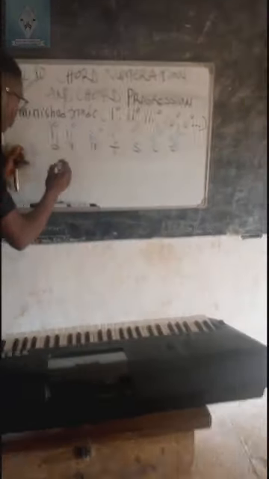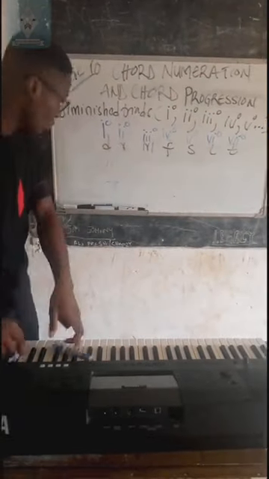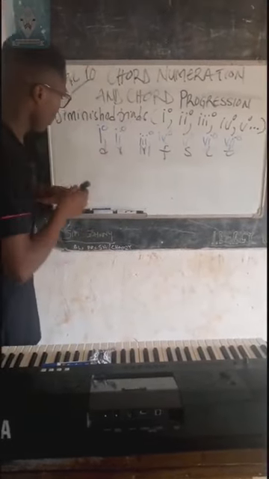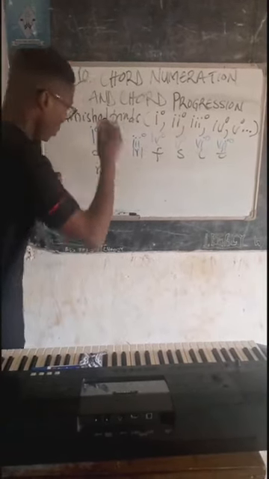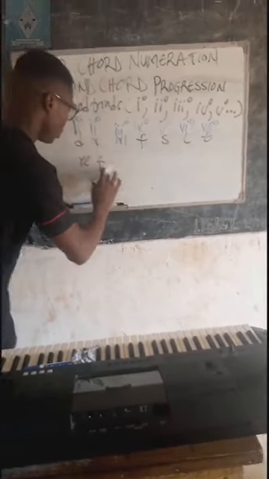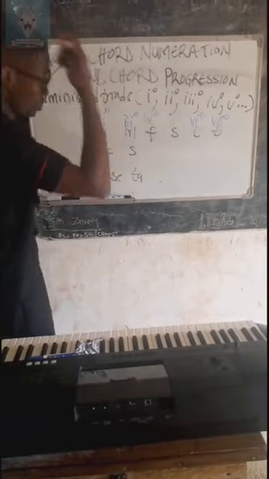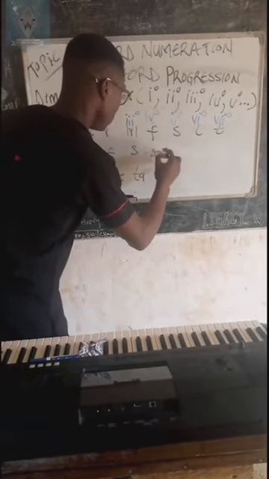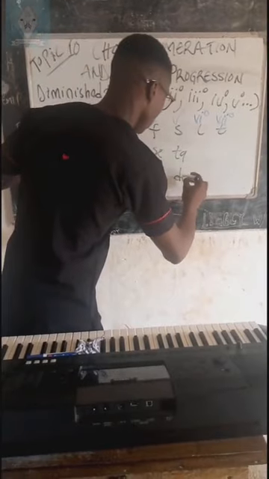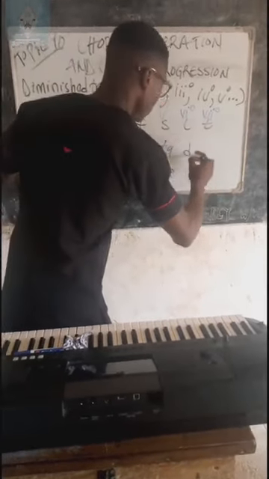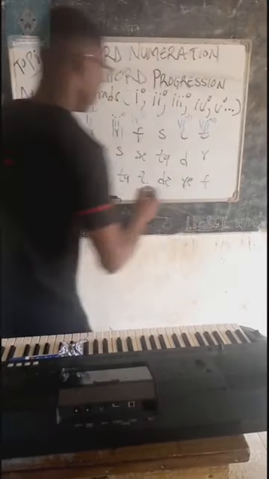So what is the diminished chord built on this root? This is the diminished chord built on this root.